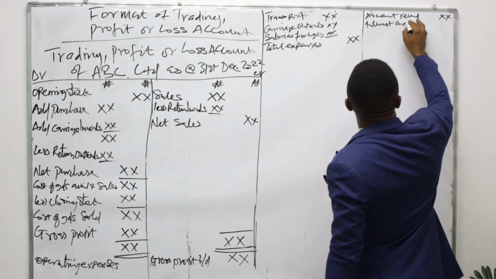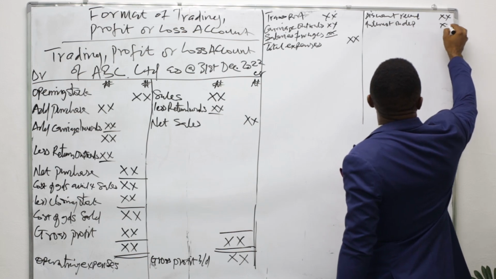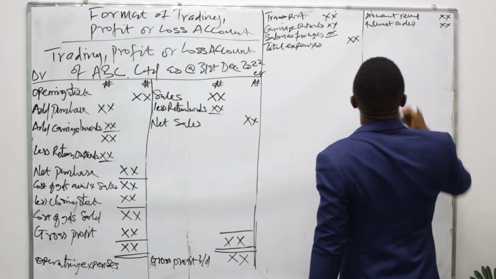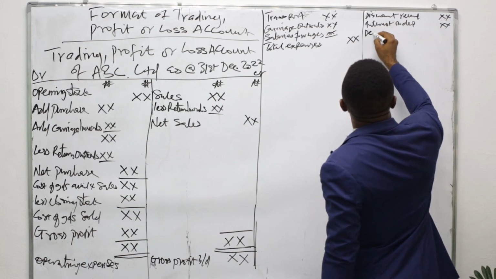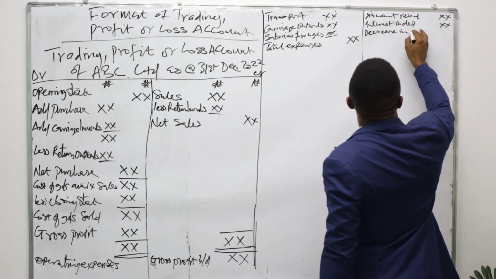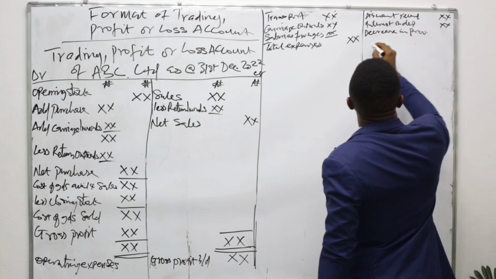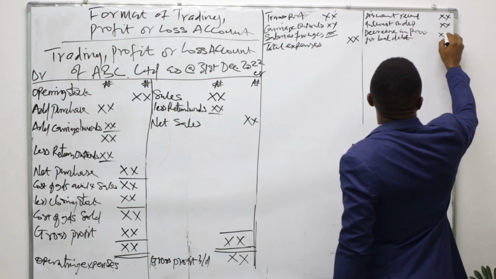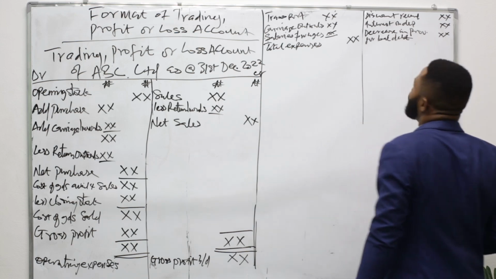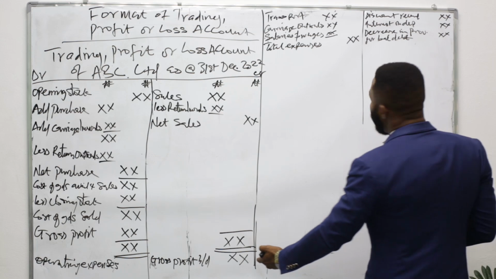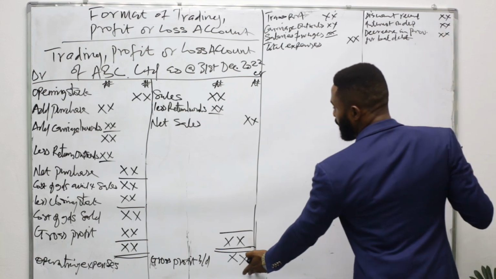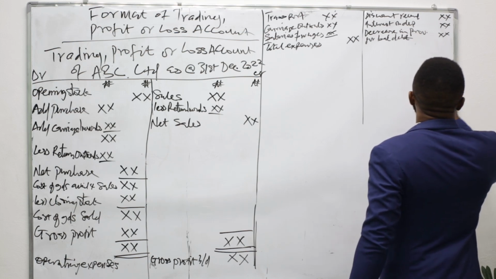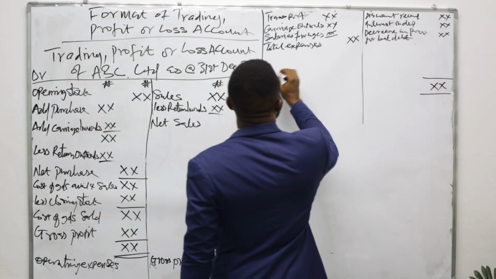on deposit. And then we have what again? We can also have decrease in provision for bad debt, etc., etc. So when you compare, you add up all this with this and compare it with what you have here, at the end of the day, the difference will now give you your net profit.